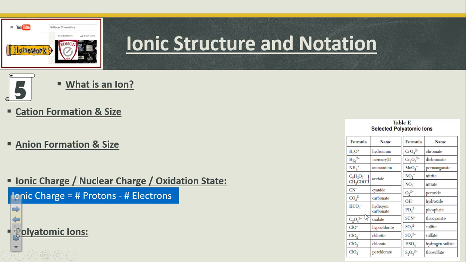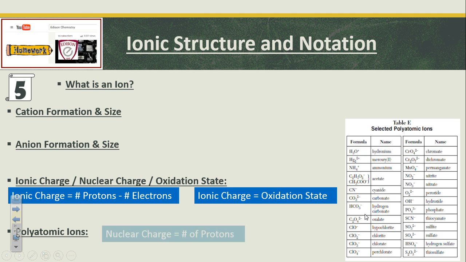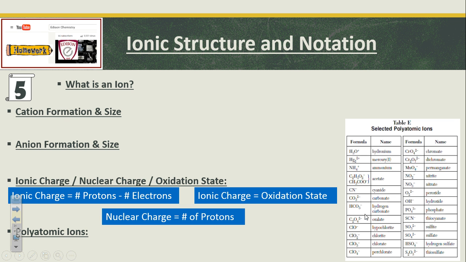Ionic charge, nuclear charge, and oxidation state. Well, ionic charge equals the number of protons you've got minus the number of electrons you've got. Simple enough there. Ionic charge is equal to the oxidation state of an atom. So if an ionic charge is -1, the oxidation state is also -1. They are synonymous.